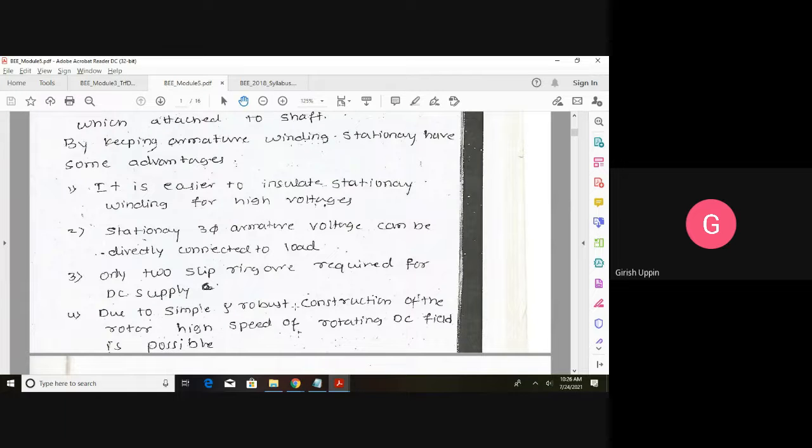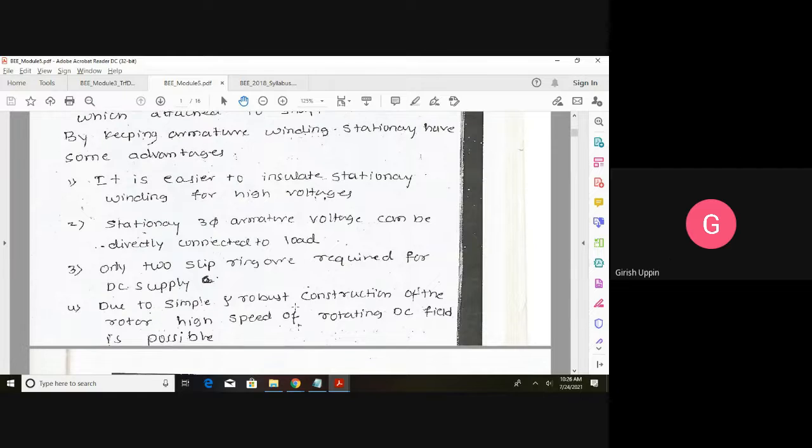That is the advantage. Due to the simple and robust construction of the rotor, a high speed of the rotating DC field is possible. Because the field winding is on the rotating part, we can achieve a very high rotation of the field winding.